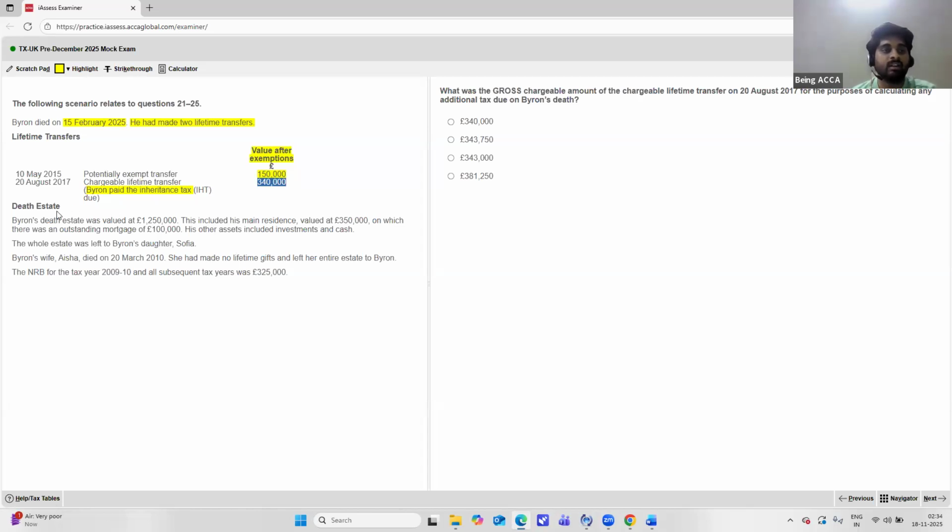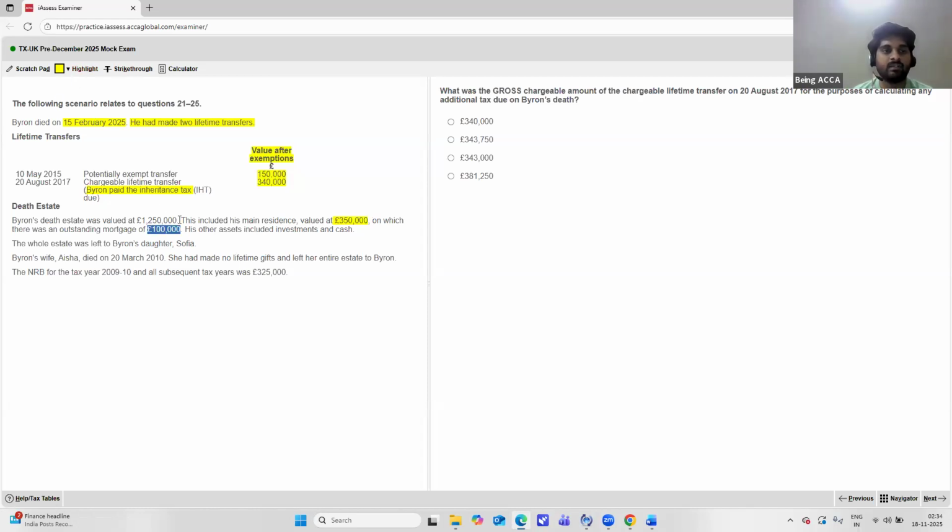Next, we move on to the death estate. Brian's death estate was valued at 1,250,000. This included his main residence valued at 350,000, on which there was an outstanding mortgage of 100,000. So the value of the main residence would be net of the outstanding mortgage. Always remember the value of the residence would always be net of any deduction, any payables like the outstanding mortgage. So this is to be remembered.